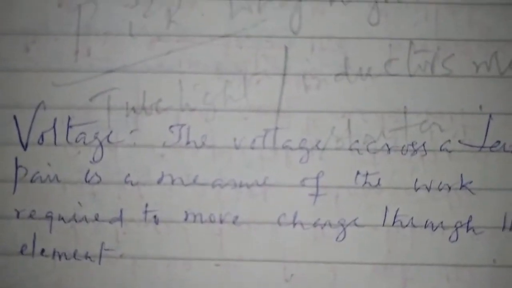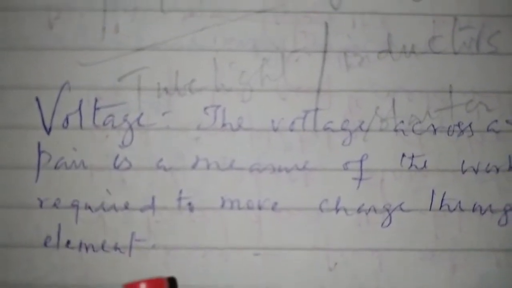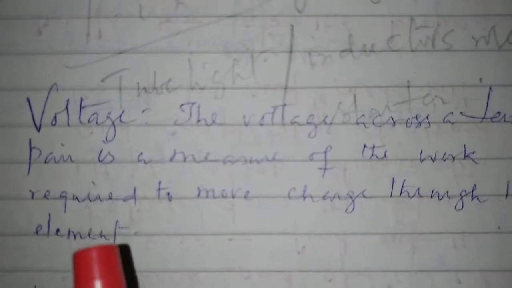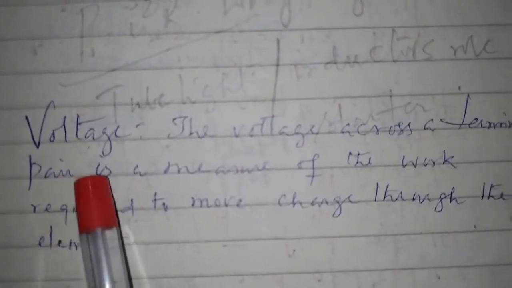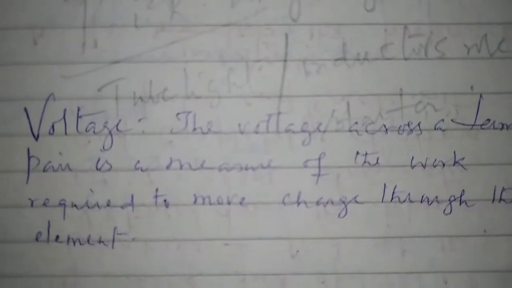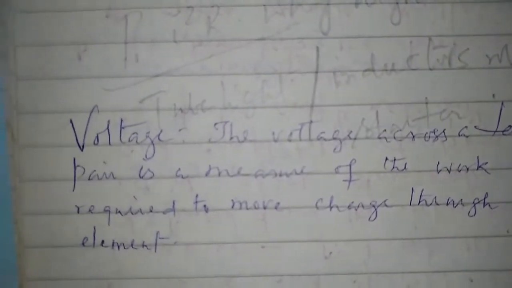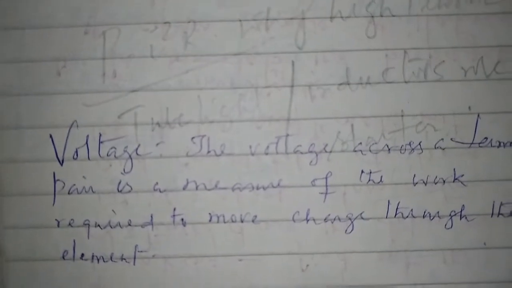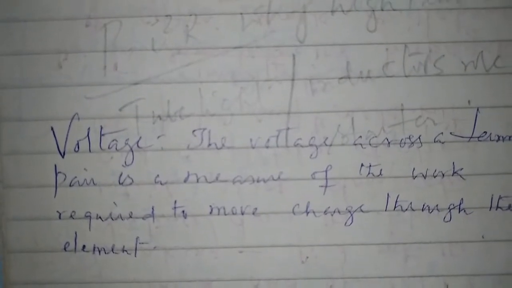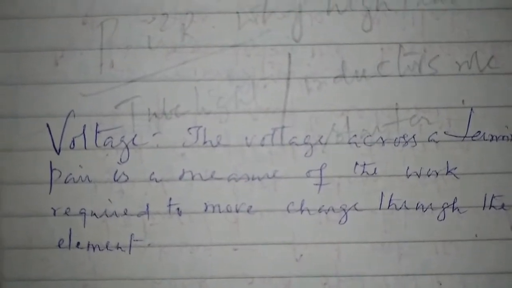Having seen the SI system of units and the prefixes, let us take up the formal definition for the physical quantities concerning circuit theory. First of all, let us take the definition for voltage. The voltage across any terminal pair is a measure of the work required to move the charge through the element. This is a formal definition for voltage. We will see the associated requirements later.